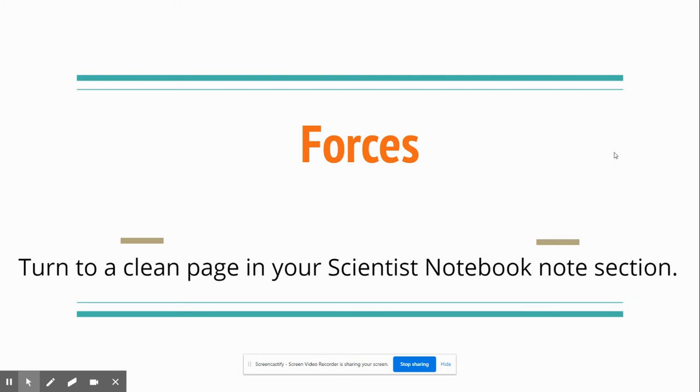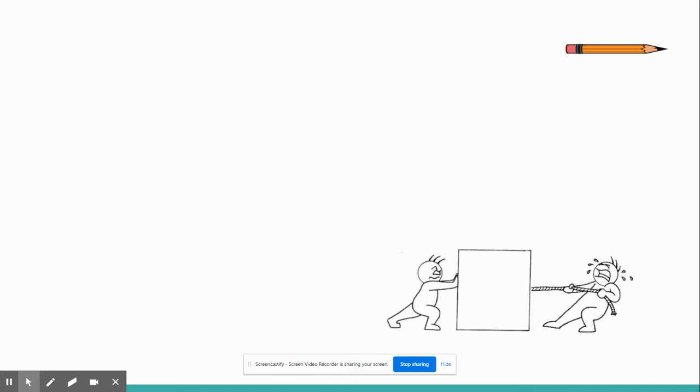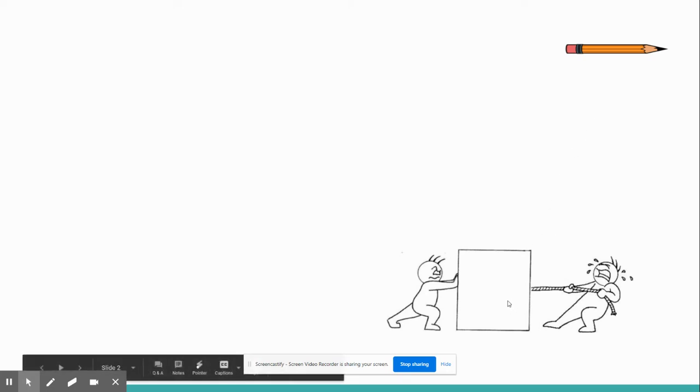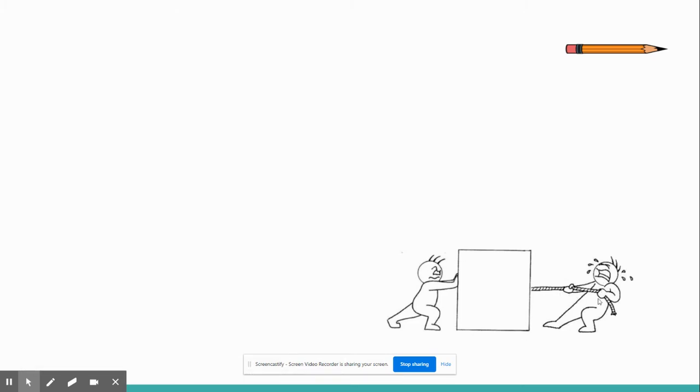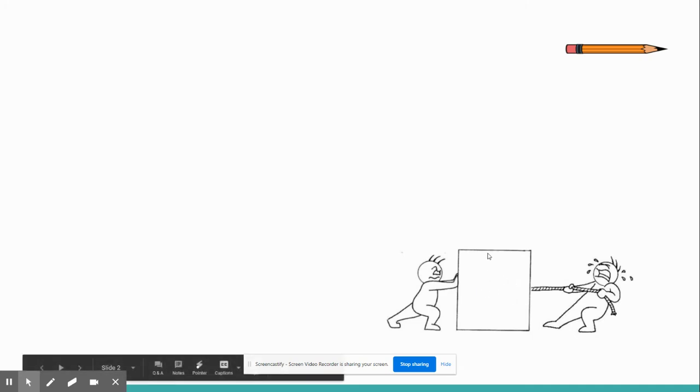So if you'll go to a clean page in your scientist notebook in your notes section, and remember that wherever you see a pencil, that means there is important information on that slide that I want you to have as part of your notebook. Okay. Oh, look, we've got a box, and this little thing is pulling, and that one's pushing. And I don't know if that box is moving, but here we go. All right. So let's start at the beginning.